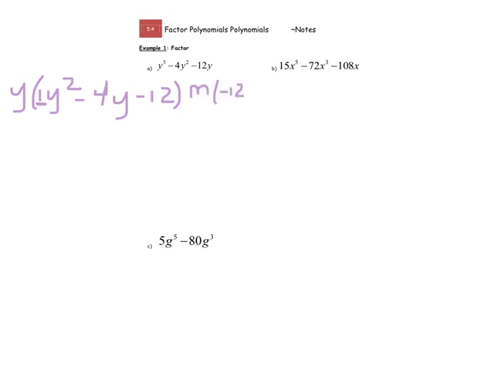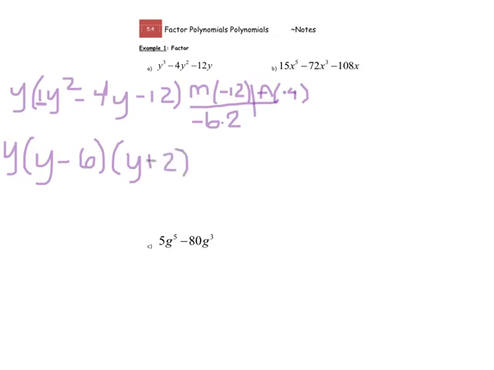We need 2 numbers that multiply up to a negative 12 and add up to a negative 4. So those factors are negative 6 and positive 2. So we have y, then we have y minus 6, and y plus 2. So that would be our answer.